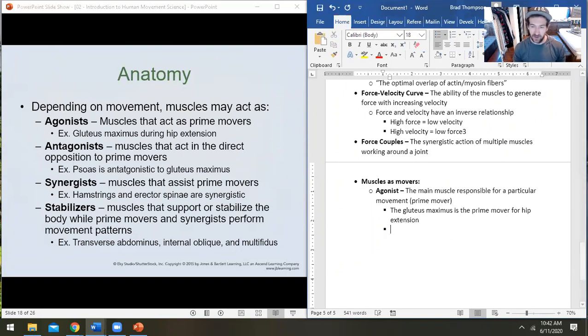So then you've got an antagonist. That is the opposite of a prime mover.